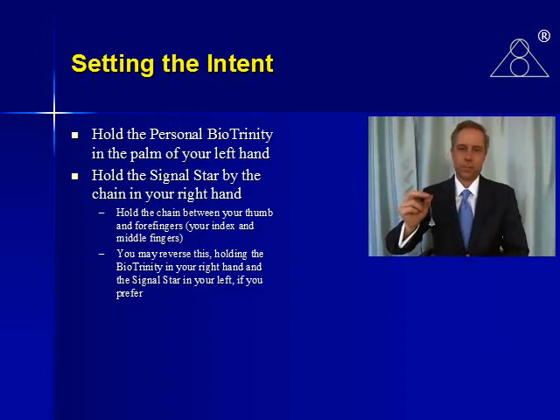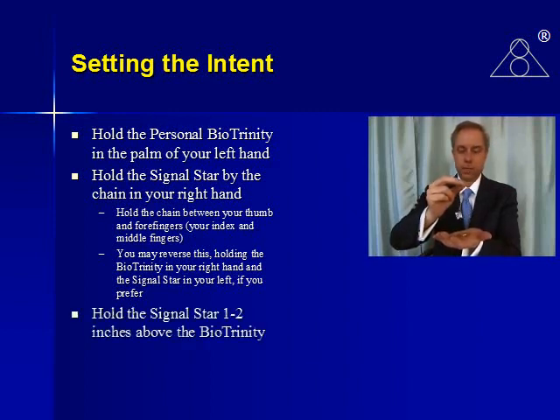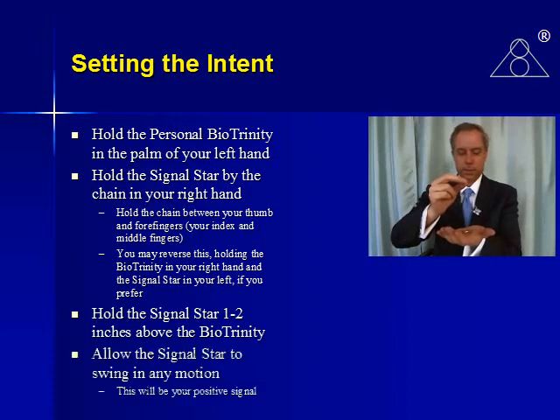Hold it over the personal bio-trinity. It'll be in the palm of your other hand. Hold it just 1 to 2 inches over the personal bio-trinity. And then simply allow the signal star to move, to swing in its own motion. Now you can see on the camera, you can see my signal star is swinging significantly. Whether you can tell it or not, right now it is swinging in a clockwise circular direction.